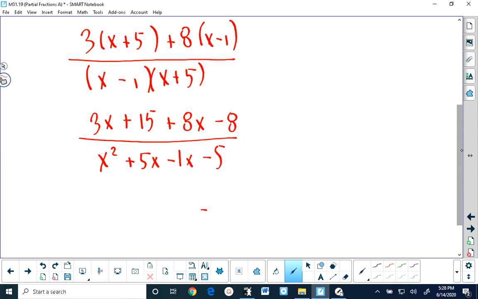So what we end up with is in the numerator 3x plus 8x, which is 11x. We also have 15 minus 8, which is plus 7. And in the denominator, we have x² + 4x − 5. So we have just shown that 3/(x − 1) plus 8/(x + 5) is in fact equal to (11x + 7)/(x² + 4x − 5).